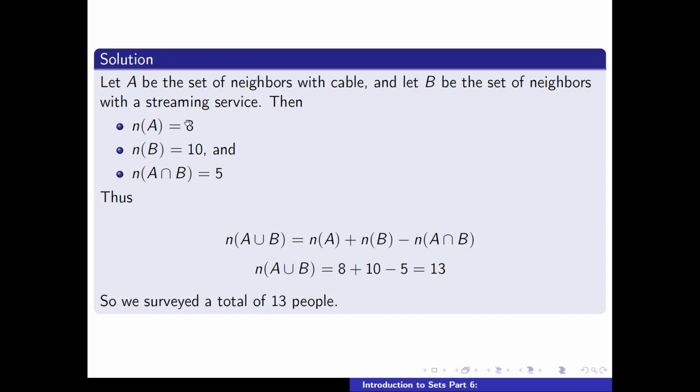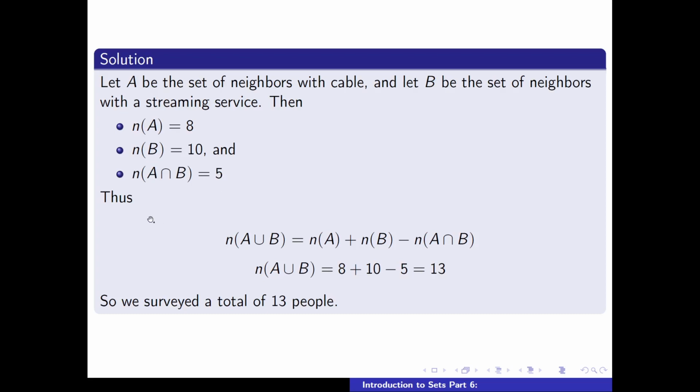So of the total people that we surveyed, 8 had cable. That's why the cardinality of those that had cable is 8. The cardinality of B, which is 10, are those that had the streaming service. And the cardinality of the intersection are those that had both. So 5 of them had both.